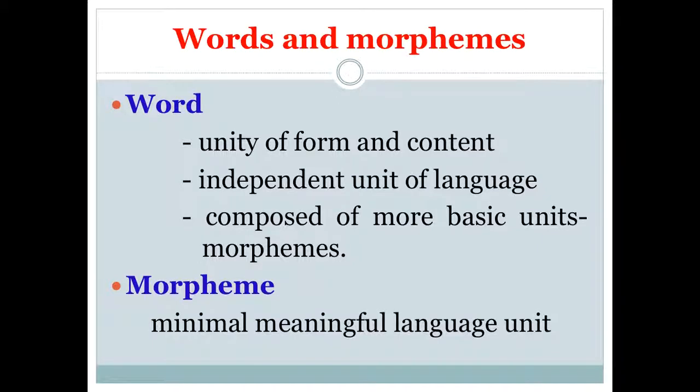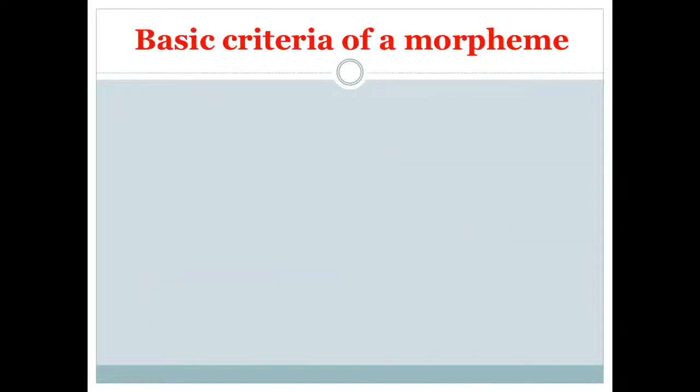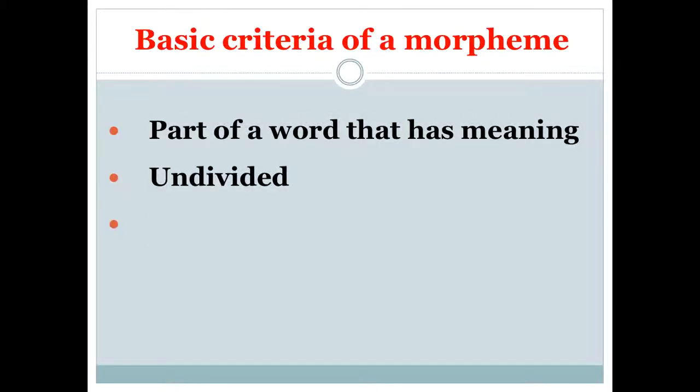Morpheme is the smallest meaningful unit of language. As a morpheme, it has to meet three basic criteria as follows. First, it is part of word that has meaning. Second, it cannot be divided into smaller meaningful segments. And finally, it has relatively stable meaning in different verbal environments.